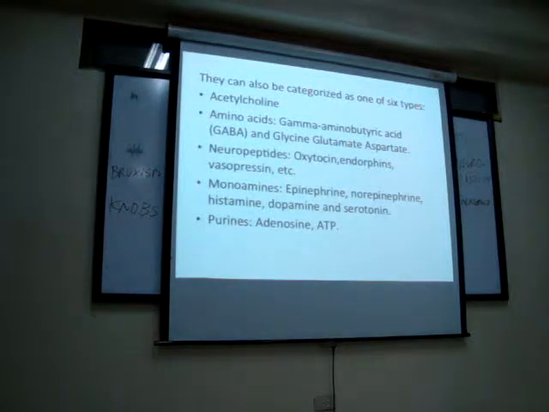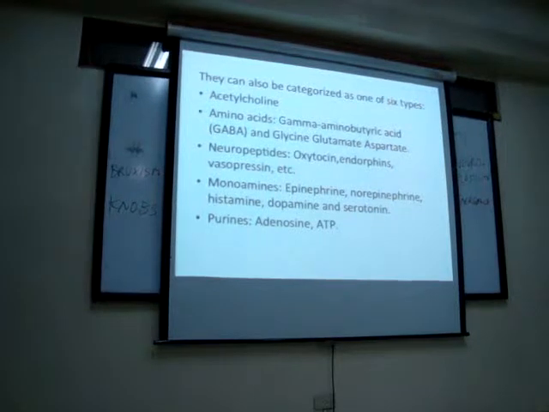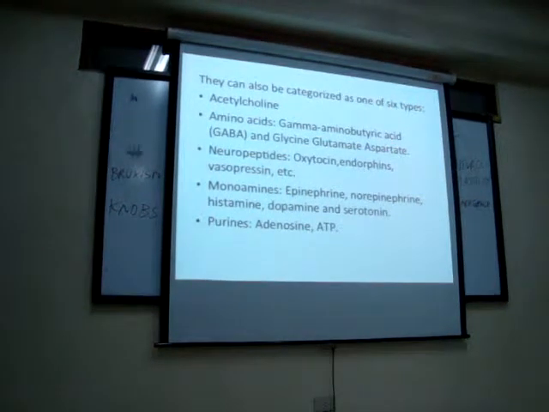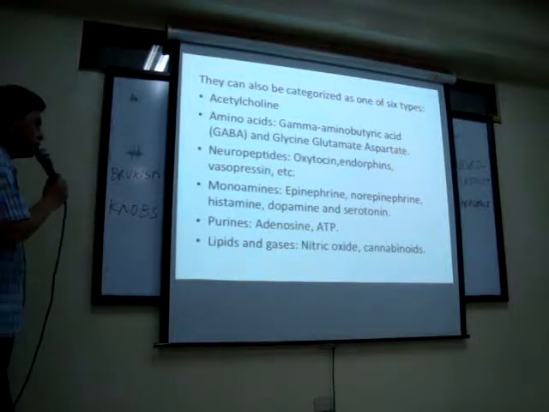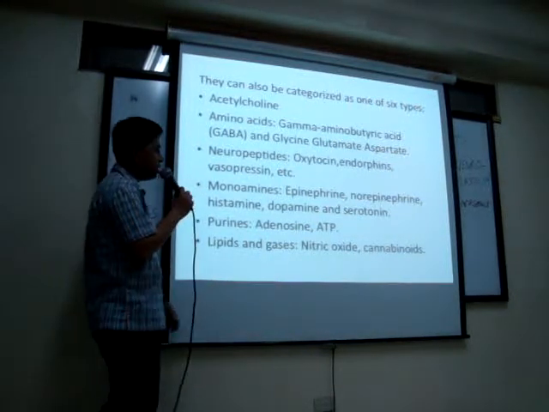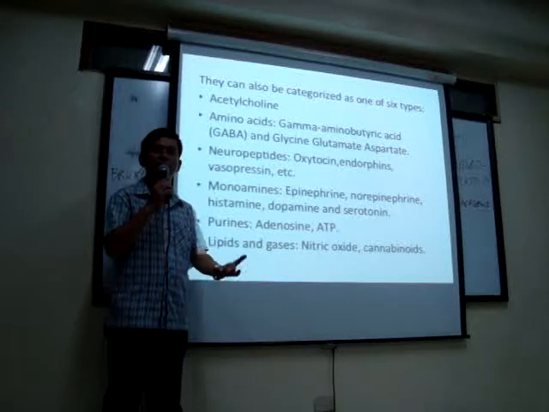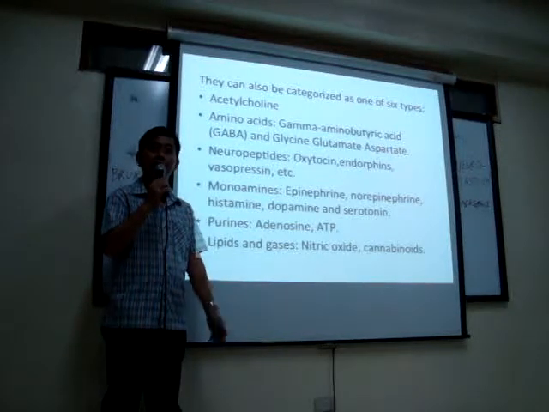Interesting, right? Very interesting. The monoamines are dopamine and serotonin. And the purines, we all know this, adenosine and ATP are the ones that are responsible for it. And you also have lipids and gases like nitric oxide. Nitric oxide is a very, very potent vasodilator.